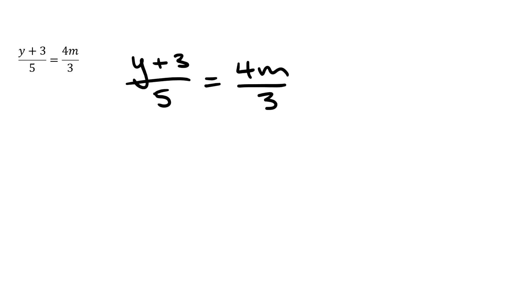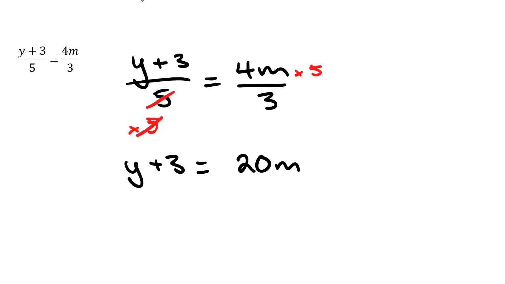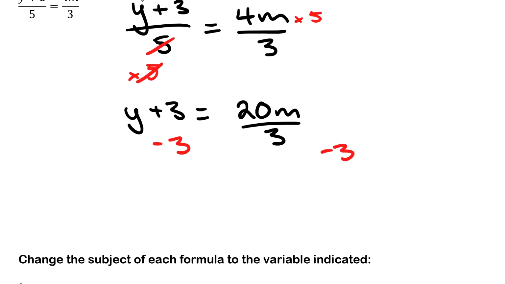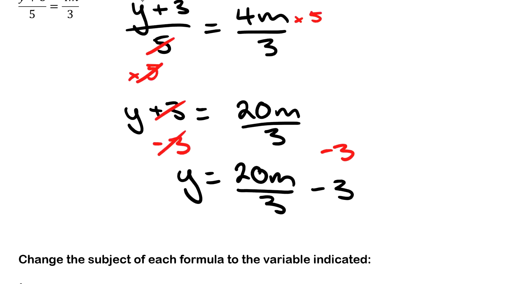Now the first thing I want to do is times that 5. Let's get rid of that. So times 5 times 5. So I'm left with y plus 3 equals, now 4 times 5 is 20, so 20m over 3. The next thing I need to get rid of on the left hand side is that plus 3, so we're going to minus 3. So they cancel out and I'm left with y equals 20m over 3, take away 3. And that's it, we're done.